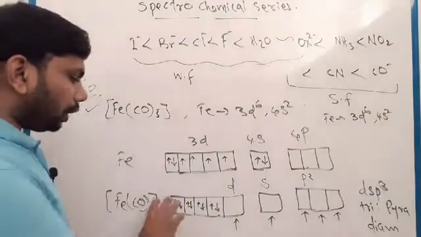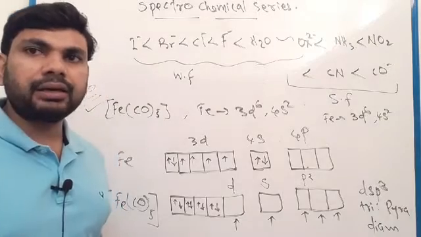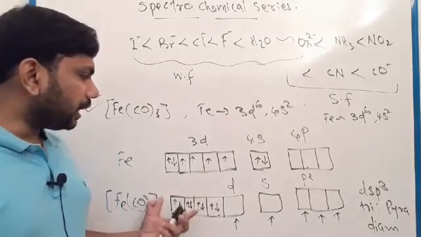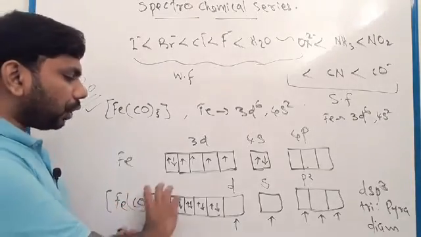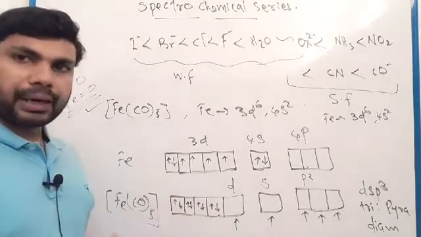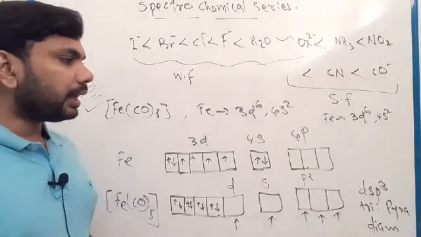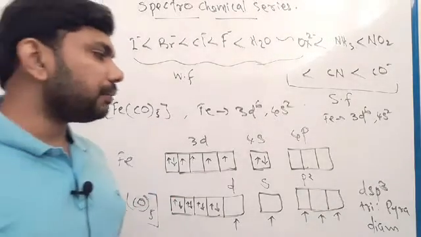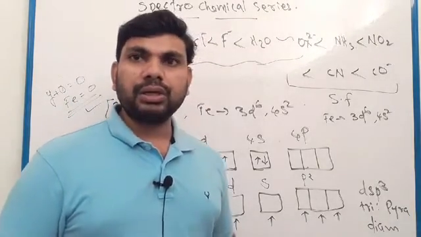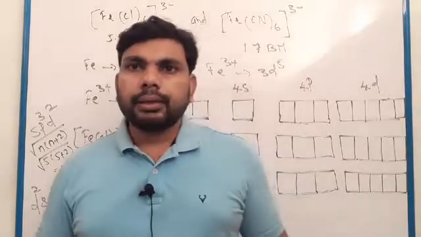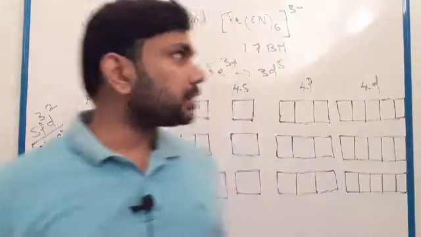Okay, and here there are only paired electrons. So what type of magnetic behavior? Diamagnetic. After the ligands came, all pairing occurred, only paired electrons. So here it is diamagnetic, with dsp3 hybridization and a trigonal bipyramidal structure. Clear? Okay, next we have another coordination compound.